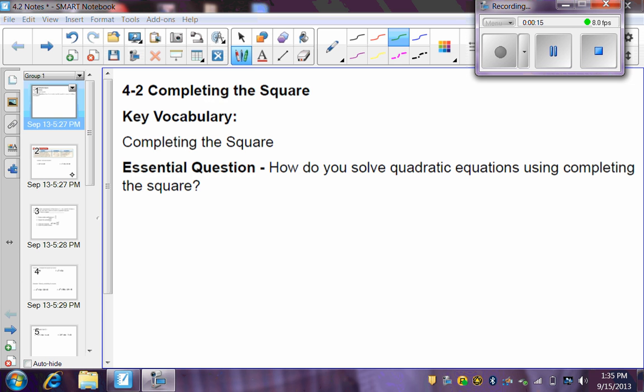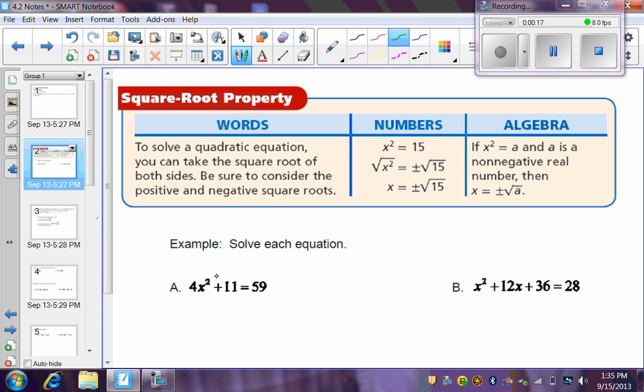Before we actually get into how to complete the square, let's talk about our square root property. Anytime you're solving a quadratic and you're taking the square root because you want x, not x squared, then when you take the square root of the number, you have a positive or a negative of whatever that number is.